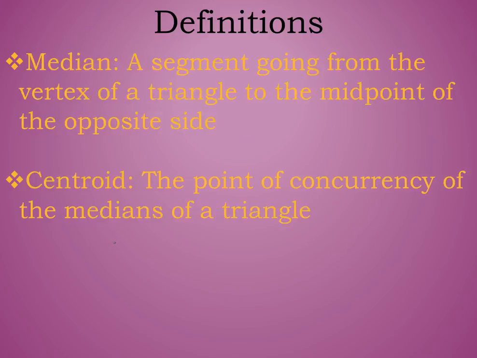Now, in addition, we also have the median, which we explored in the last chapter. This is a segment going from the vertex of a triangle to the midpoint of the opposite side. And, like our perpendicular bisectors and angle bisectors, the median has a point of concurrency. This is called the centroid. This is where all the medians will meet, and it also has its own property as well.